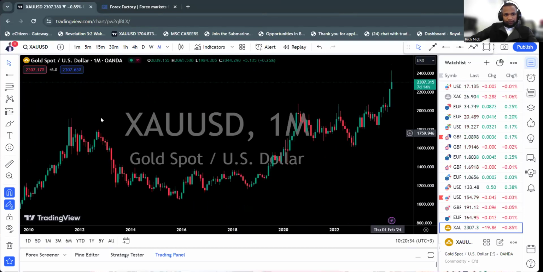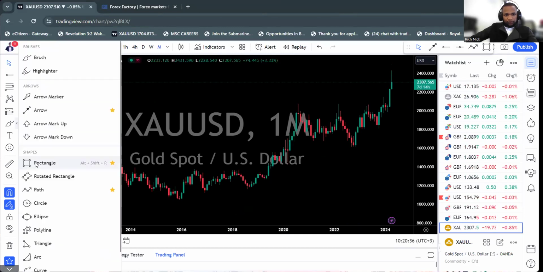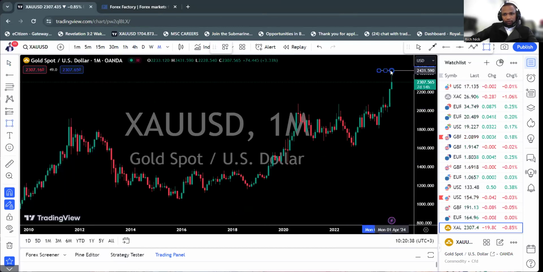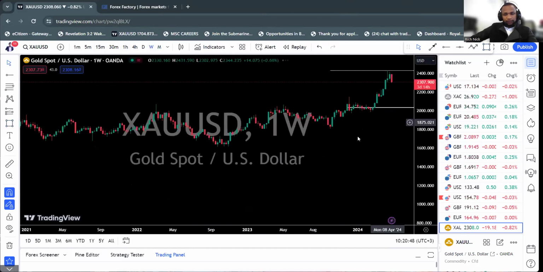All right, so we start our analysis. Again, support and resistance. We do price action based on market structure. We're looking for price action based on the market structure. What structure is the market making? That's daily.